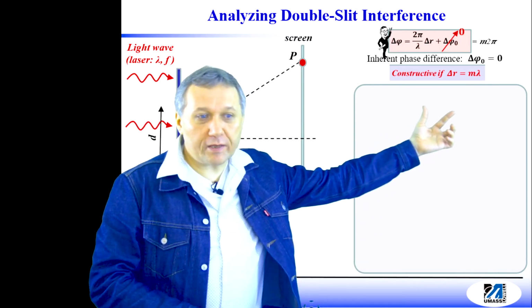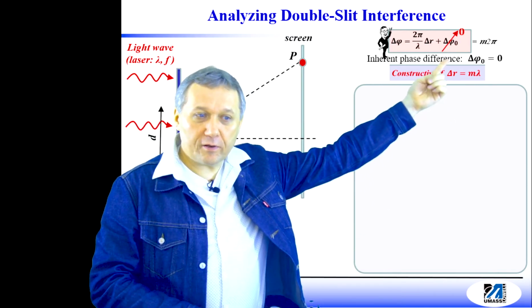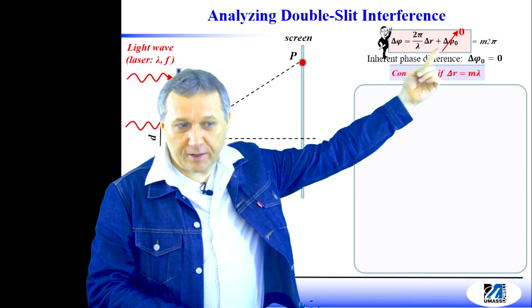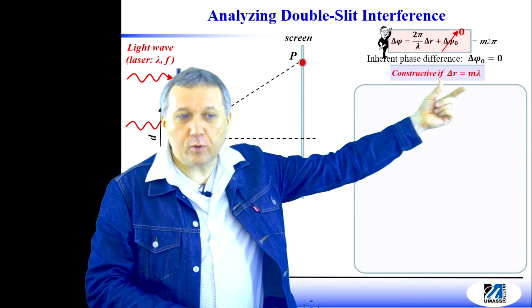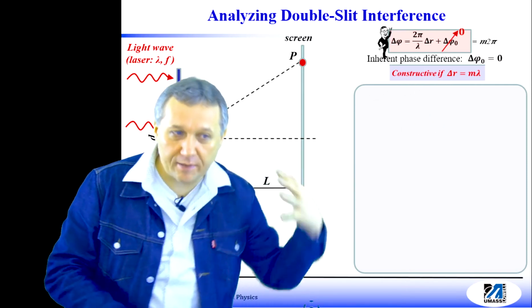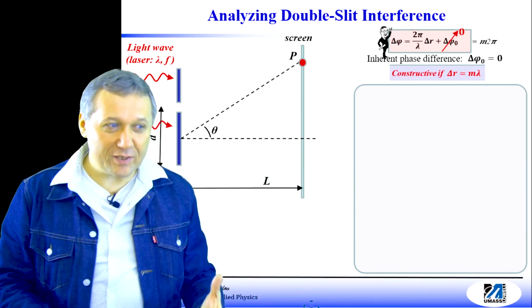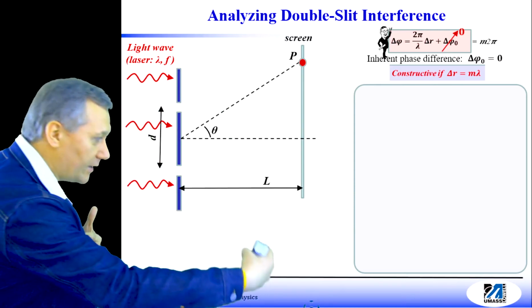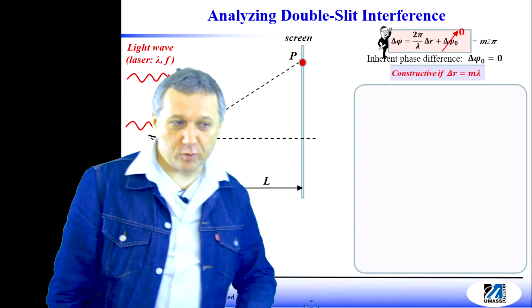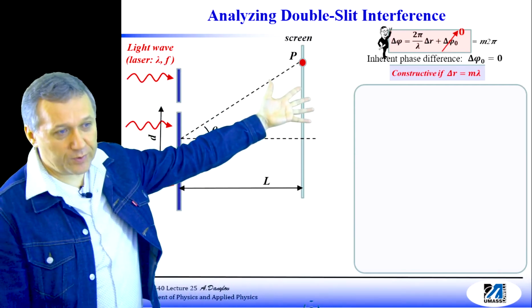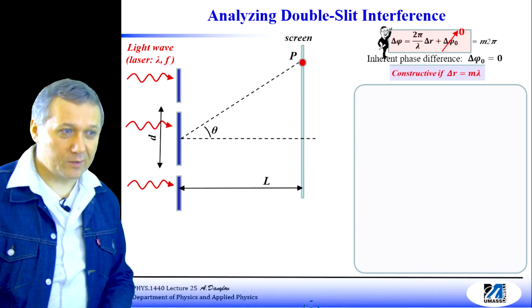We just need to write down what now. We figure out what's the story with delta phi naught, and now we need to write down what's the story with delta R. How can we write this path length difference? It's basically an additional distance that the second wave must cover on the way to the point in question, in this case point P, right?